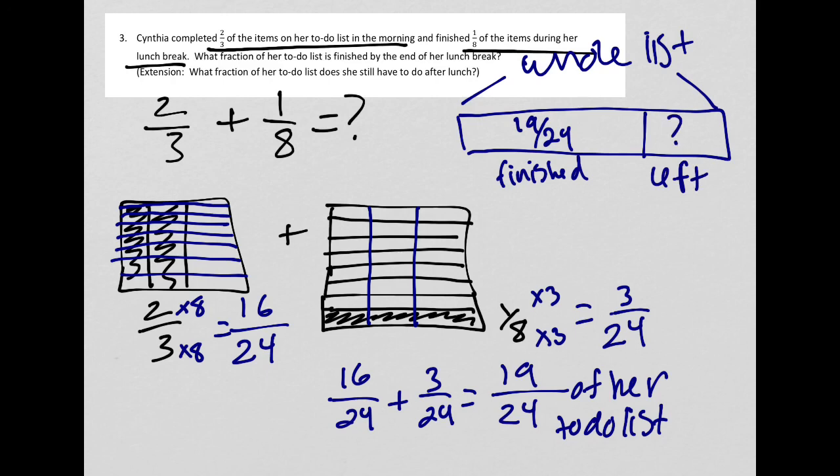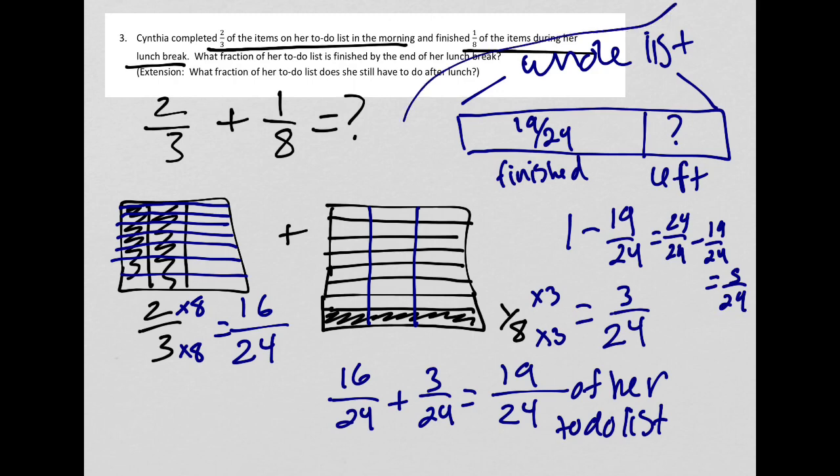So I can basically do 1 minus 19/24 to figure out what's left, because I have a whole minus 19/24. So I need to know how many to add to 19/24 to equal 1, which is really 24/24 minus 19/24. So it looks like she has 5/24 of her list left. So that's the extension part.